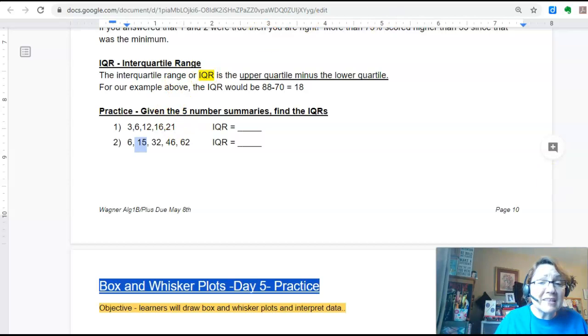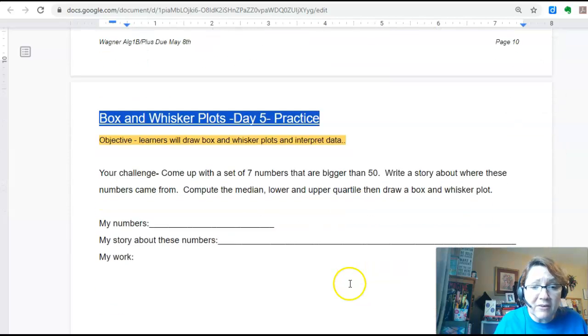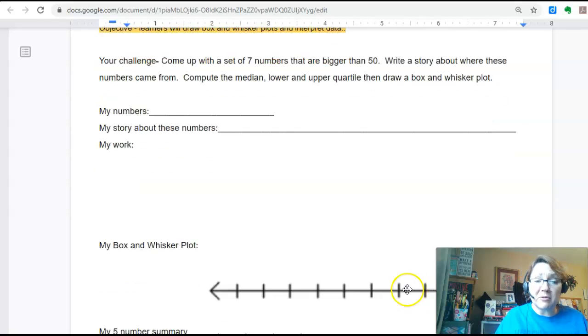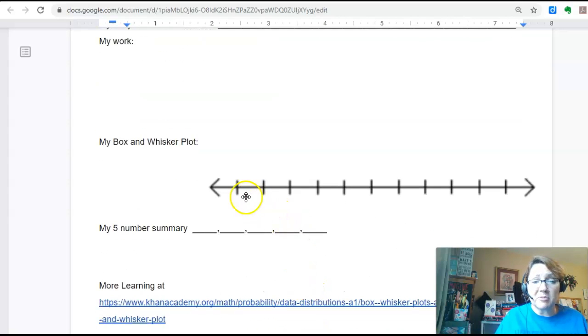Okay, so that's it, basically, guys. If I take a look at what's next, I just want you to come up with 7 numbers that are bigger than 50. I want you to write a story about where you think these numbers could come from. We know we looked at ages, we looked at all kinds of different things. So just make up a story. You know, show me some work. So did you put them in order? Are they already in order? And then draw a box and whisker plot for that. So you're going to have to put your numbers on there. And give me your 5-number summary.